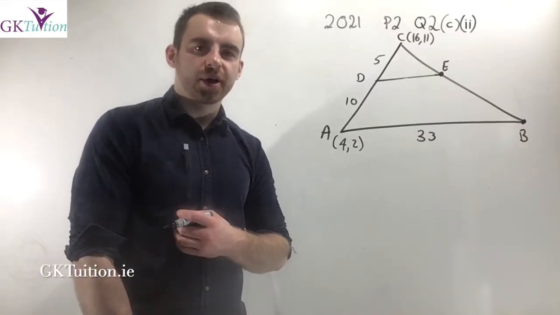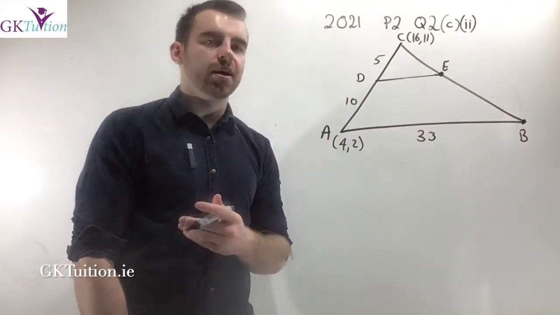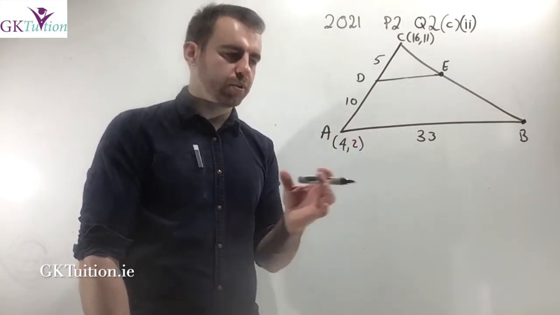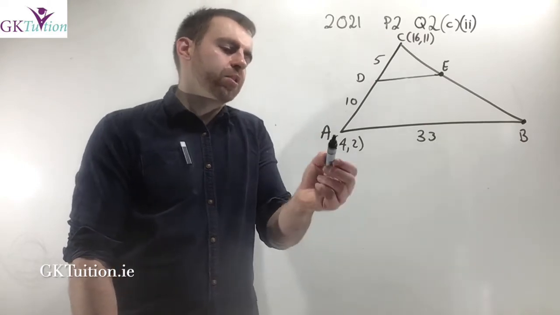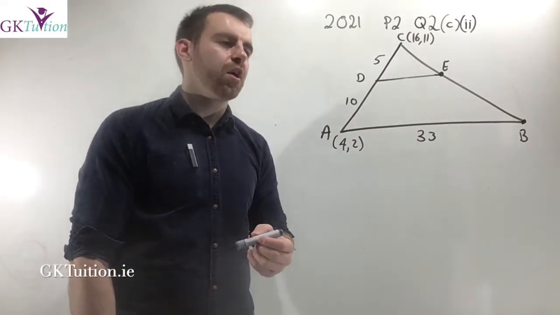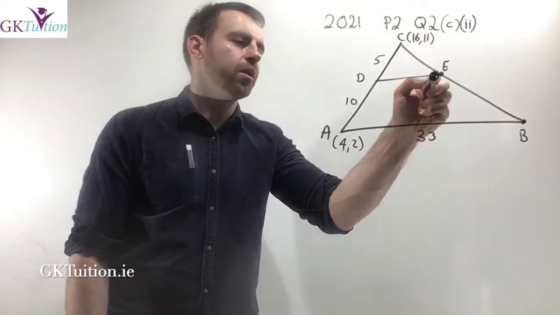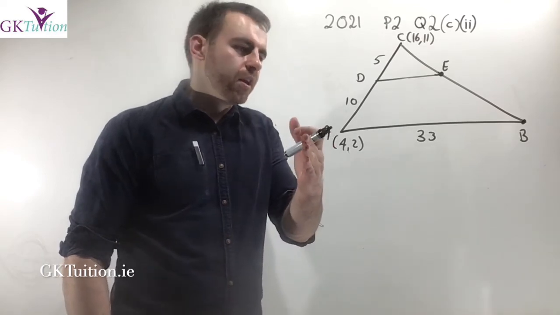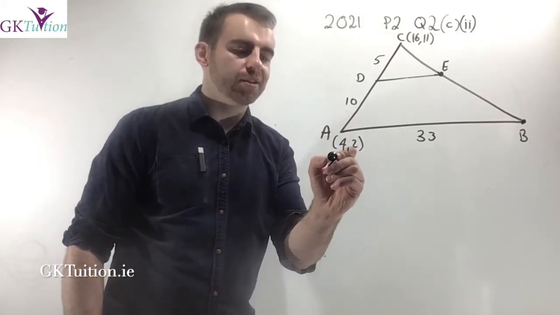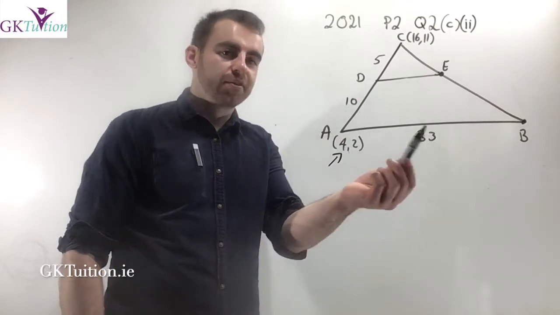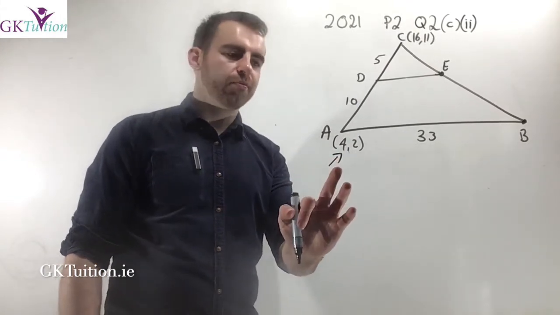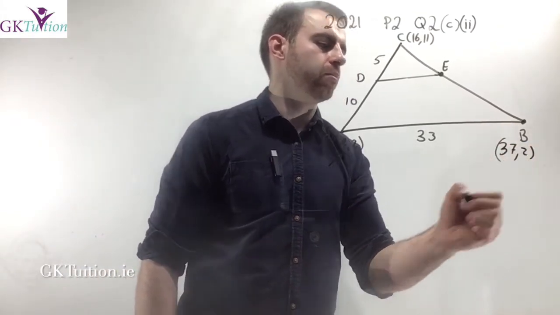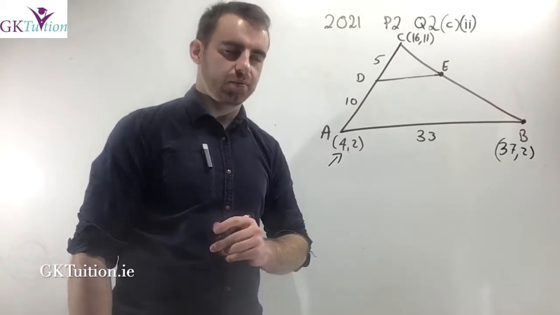In the second part of this question, we're told that AB and DE are horizontal line segments. We're delving into the realm of geometry here, so we'll talk about that in a moment. We're told the distance from A to B is 33 units. We're asked to find the coordinates of B and the coordinates of E. Since AB is a horizontal line, if we go across 33 units, the only thing that changes is the x coordinate. All we have to do is add 33 to the x coordinate. If this is the point 4, 2, 33 units to the right will give me the point 37, 2. So the coordinates of B are 37, 2.